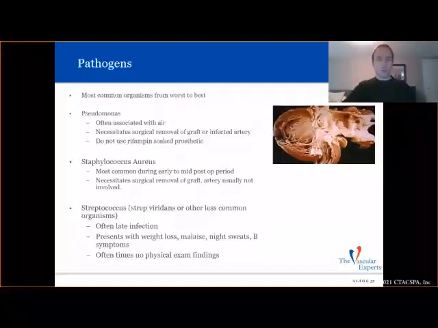Some of the organisms that we see, most common is Staph aureus, actually, but the most virulent is Pseudomonas, so you most likely see that present quickly with the sickest patient.